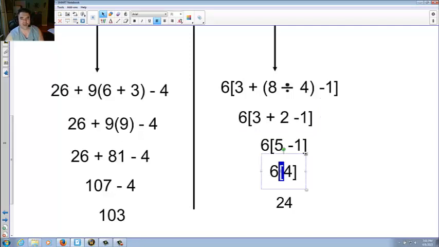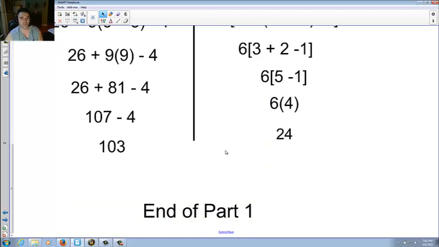At this point, I don't care if this is a bracket or if it's a parenthesis, it all means the same thing. And that's the end of part 1. If you have any questions about it, please feel free to rewind the video again.